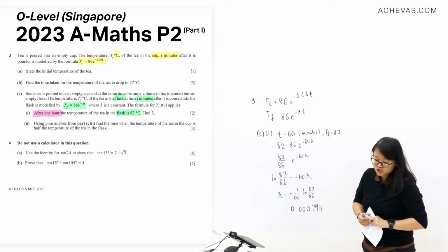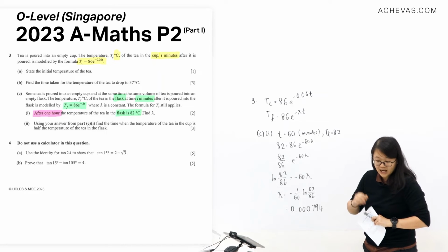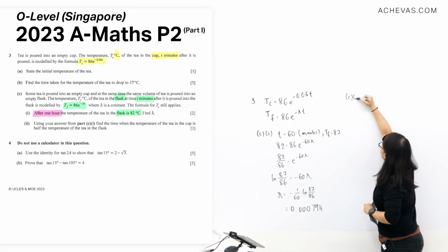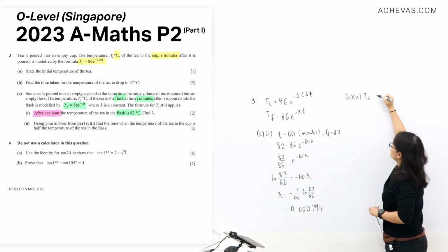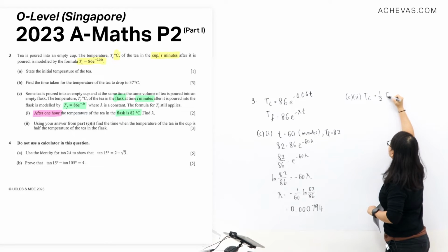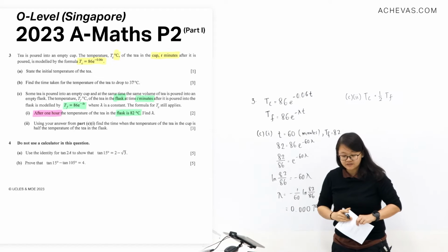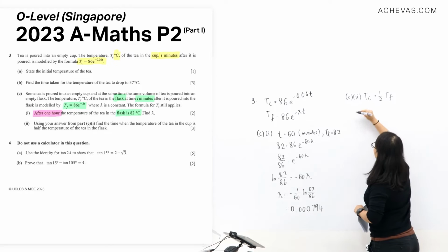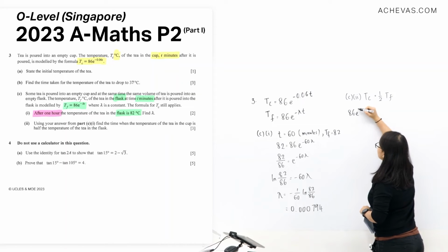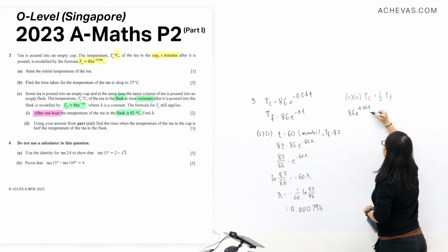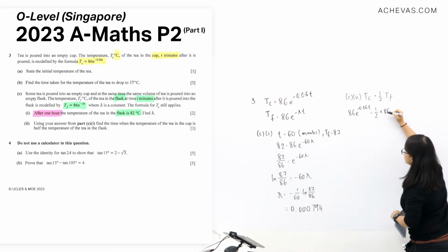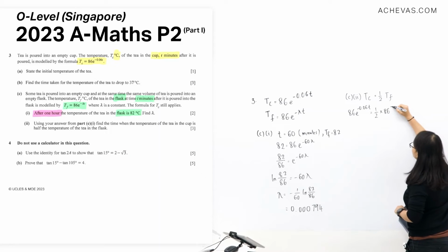C2, using your answer from part C1 means I'm going to use this lambda value. Find the time where the temperature of the tea in the cup is half of the temperature of the tea in the flask. Now let me just jot down the important information here. Temperature for the tea in the cup will be equal to half the temperature of the tea in the flask. So next, let me replace this with that formula. So I'll be getting 86 exponent of negative 0.06 t equals to half Tf, which will be this, but by replacing the lambda value from the previous part.